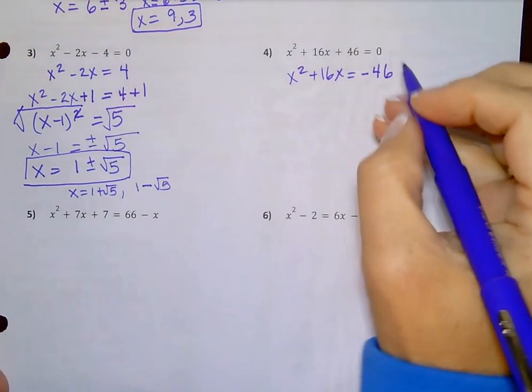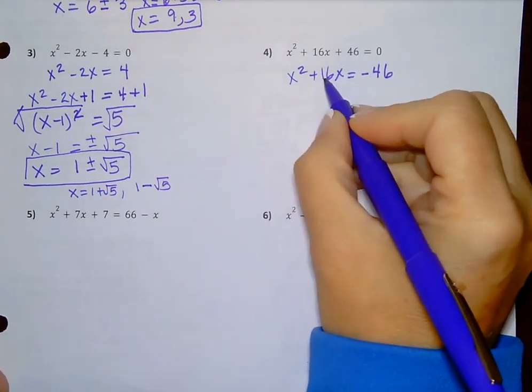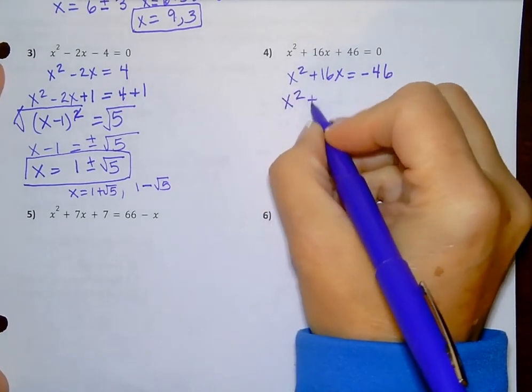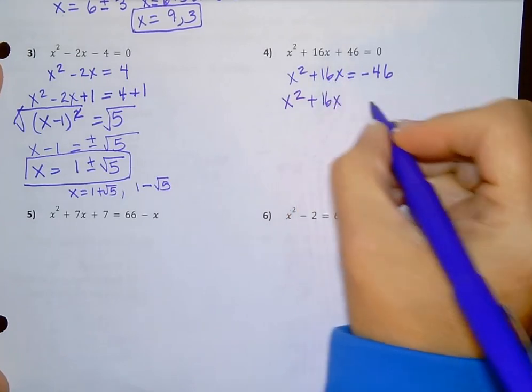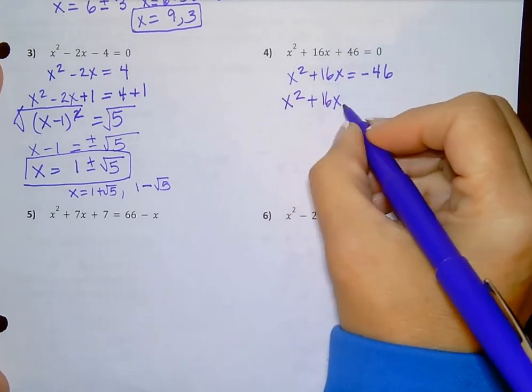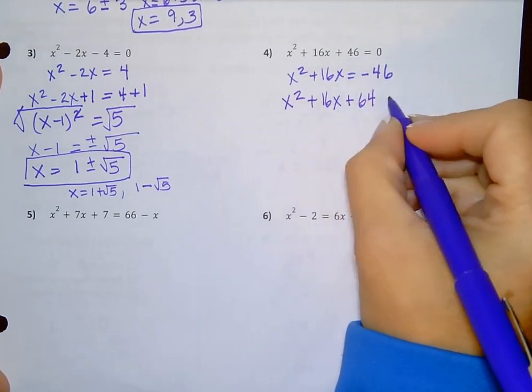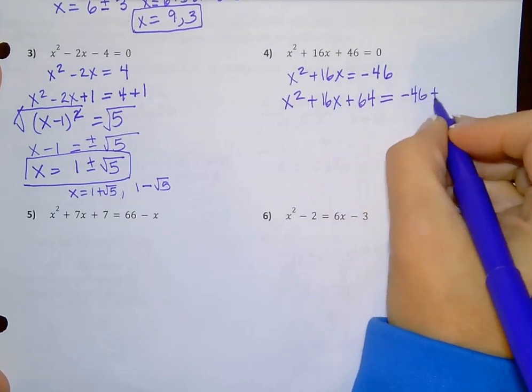Okay, it looks like I remembered to make that negative 46, so here's what we're going to do. We're going to take half of 16 and square it. So I have x squared plus 16x, and half of 16 would be 8. 8 squared is 64. If I add 64 to the left, I have to add 64 to the right.